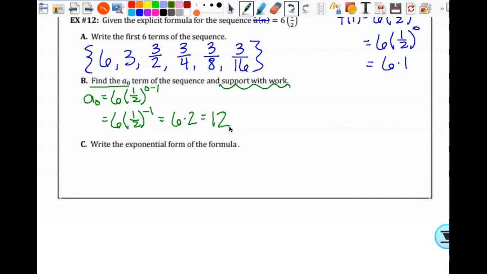Okay. Not saying you have to write down every single step, because when it says support with work, you don't have to have a ton of work. You just have to show where it's coming from, and you didn't just pull it out of the sky. Okay, we good? All right.